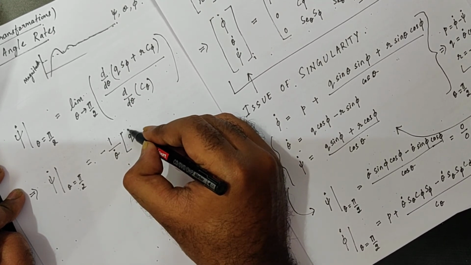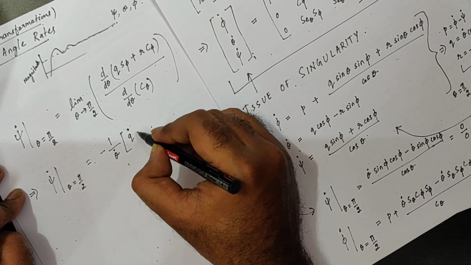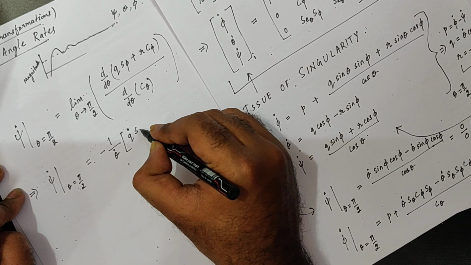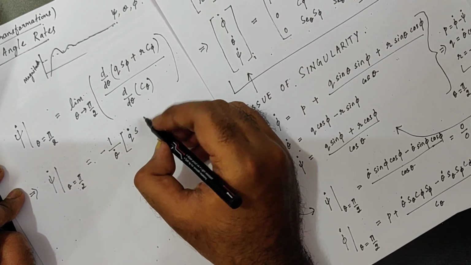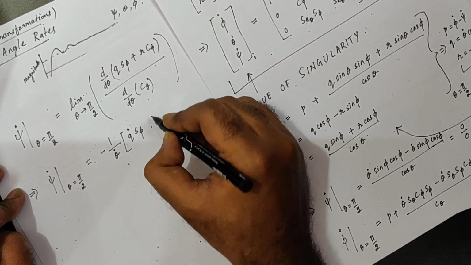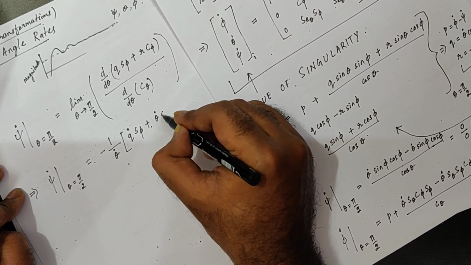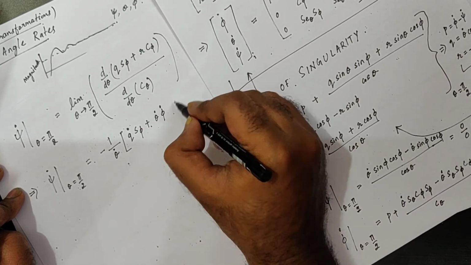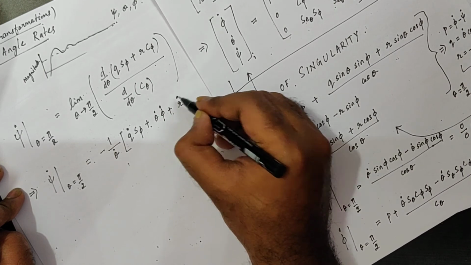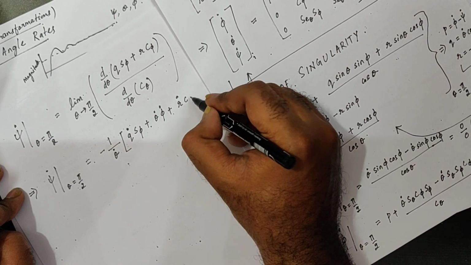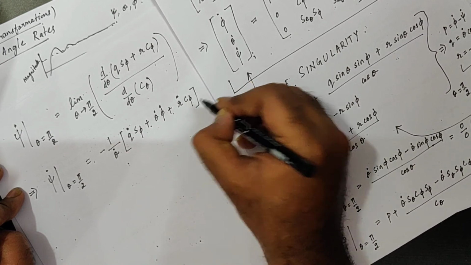Q dot sin phi plus theta dot phi dot plus R dot cos phi.